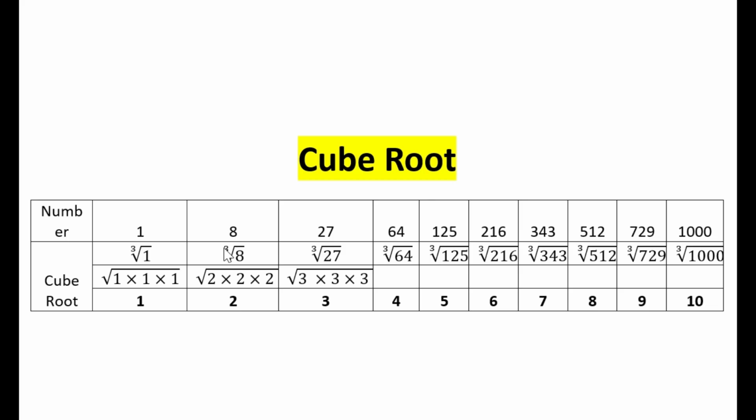And the way we represent it, you remember the square root sign? Here we write 3, so this becomes the cube root of that number. So cube root of 1 is 1 into 1 into 1, so answer is 1. Cube root of 8 is 2 into 2 into 2, so answer is 2. The cube root of 27 is 3 into 3 into 3, so answer is 3. Similarly, we can find the cube root of other numbers.